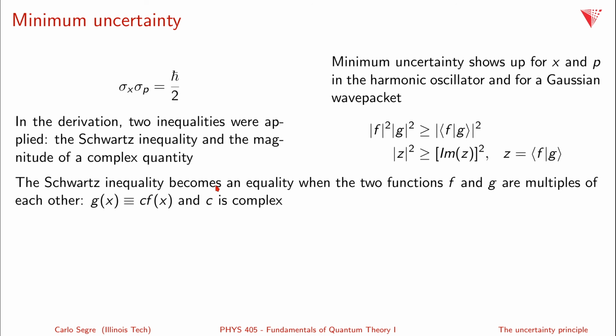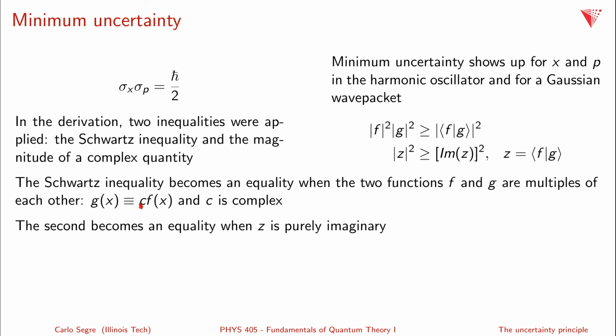So when does the Schwarz inequality become an equality? Well, when the two functions f and g are multiples of each other, and so that g of x is equal to c times f of x, and c is a complex number. The second one becomes an equality when z is purely imaginary, right? So if z is only imaginary, then this is an equality.